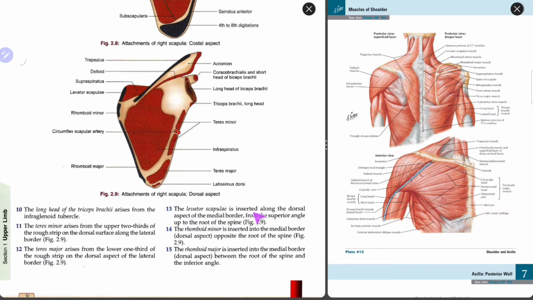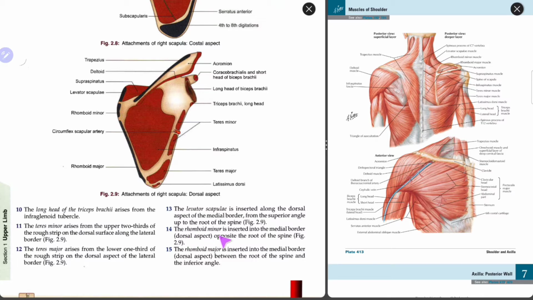The levator scapulae is inserted along the dorsal aspect of the medial border. This is the dorsal aspect of the medial border. This is levator scapulae from the superior angle up to the root of the spine. This is the superior angle and this is the root of the spine. This is the levator scapulae insertion. You can appreciate this muscle over here. This is the levator scapulae muscle.